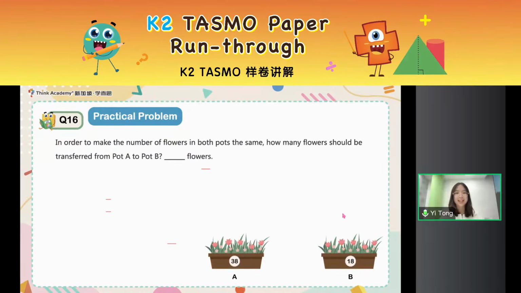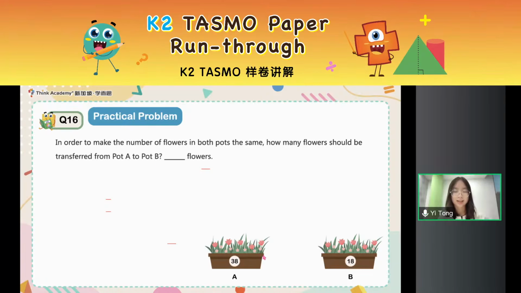Oh, welcome to my garden. Teacher Liz has 2 flower pots. One of them, pot A, has 38 flowers, and pot B has 18 flowers. Now, I want to make the number of flowers in A and B the same. So, in order to make the number of flowers in both pots the same, how many flowers should be transferred or moved from pot A to pot B?